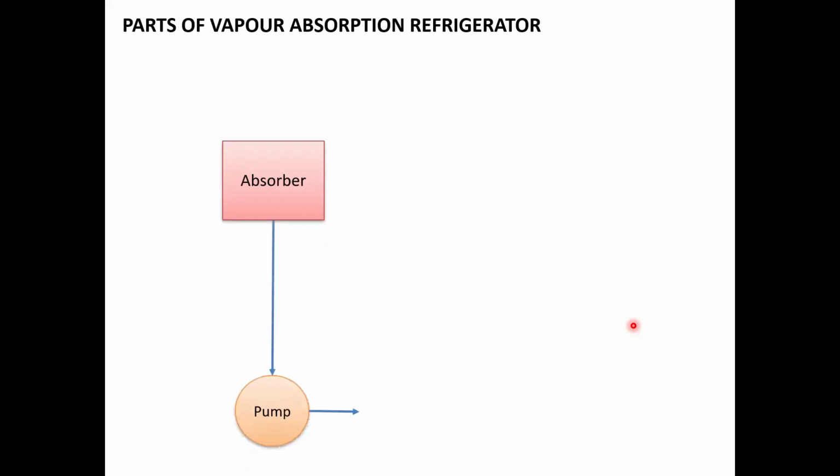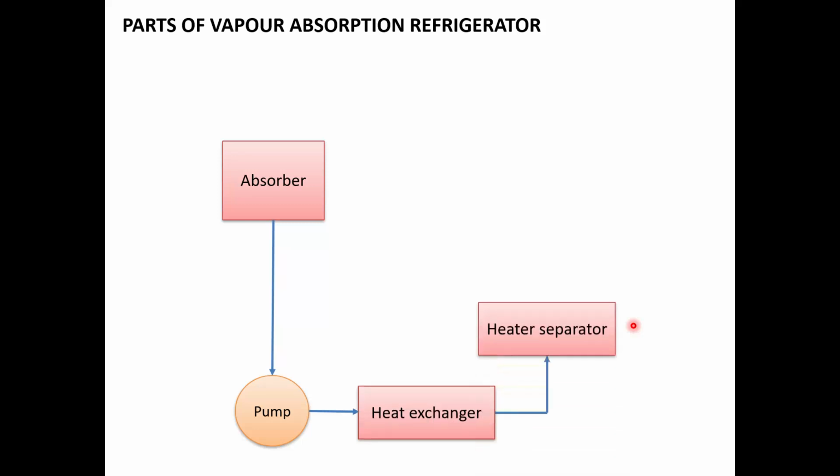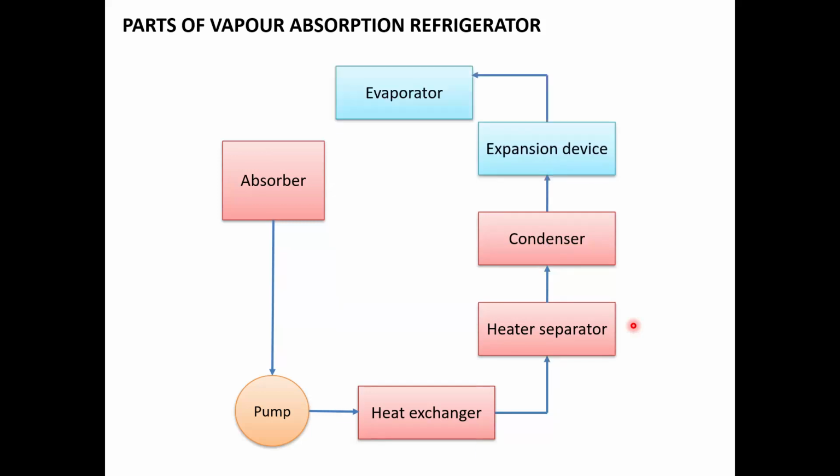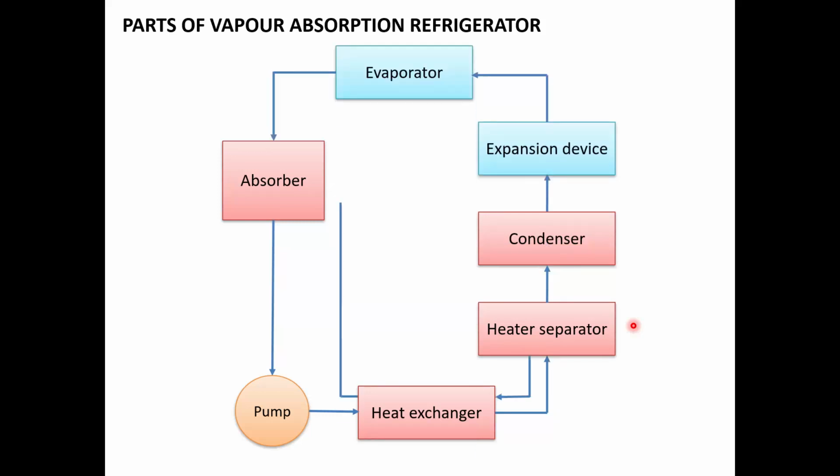First we will see the parts of vapor absorption refrigerator: absorber, pump, heat exchanger, heater separator, condenser, expansion device, and evaporator. The type of refrigerant used in vapor absorption refrigerator is ammonia.